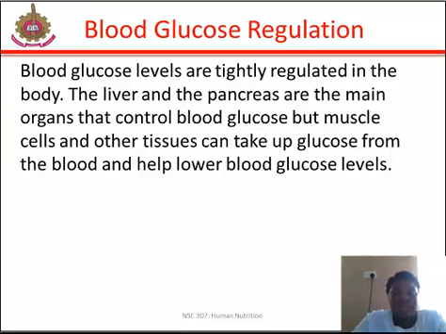Some hormones act synergistically with glucagon and can raise blood glucose levels. For instance, epinephrine or adrenaline, and also cortisol, which is a stress hormone. They can raise blood glucose to a very high level. So diabetics in particular should try to avoid stress.